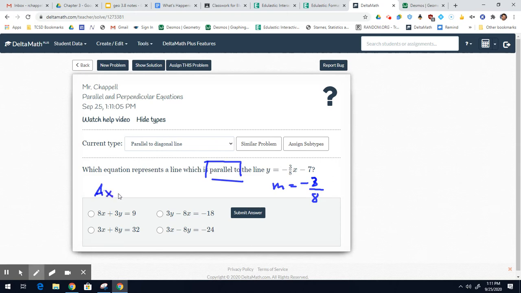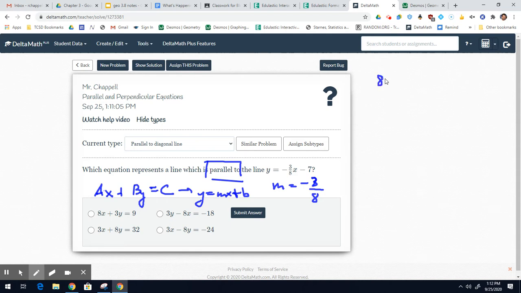Sorry, ax plus by equals c, right? And we need to transform them into y equals mx plus b. So that just means get y by itself. So we're going to do each one. And again, if you find one that works, you can maybe stop, right? Because there's only one.